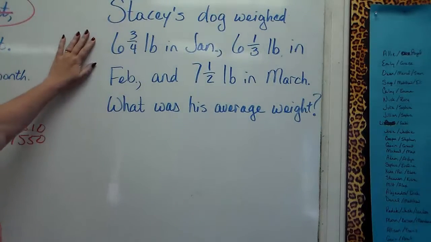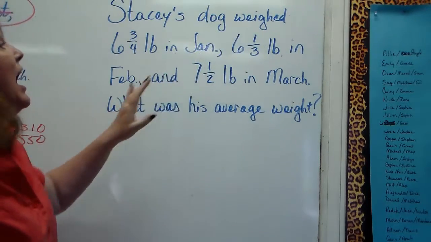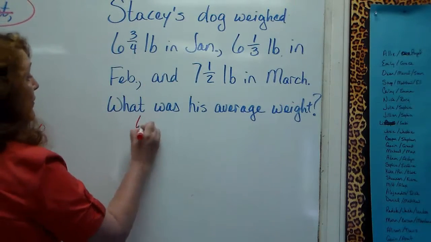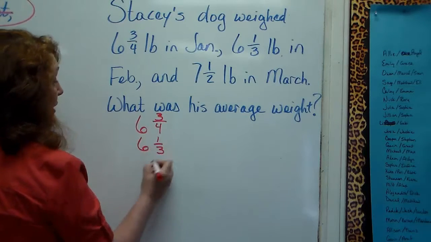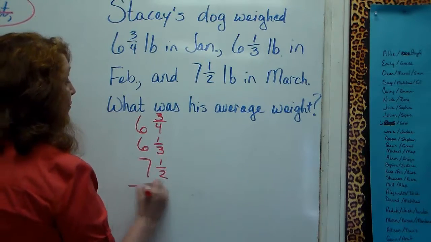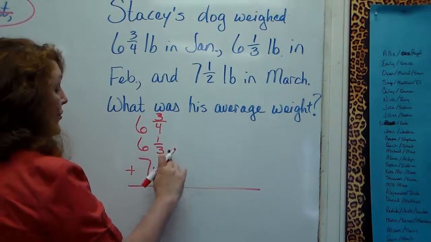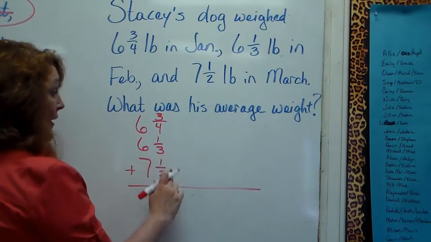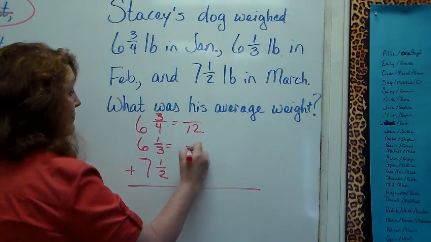And here we have Stacy's dog, and we need to find an average. When we find an average, we're going to take all 3 numbers, we're going to add them together, and then we're going to divide by 3 because we have 3 numbers. So we've got 6 3/4, 6 1/3, 7 1/2. First thing we do when we add is we need to find a common denominator of 4, 3, and 2. 4 and 3 is 12, and 2 also goes into 12. So our common denominator is going to be 12.